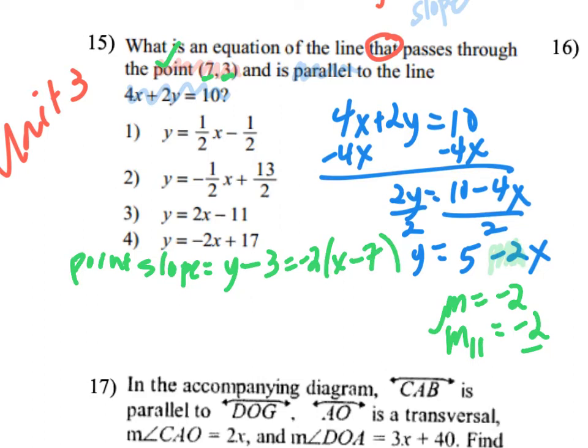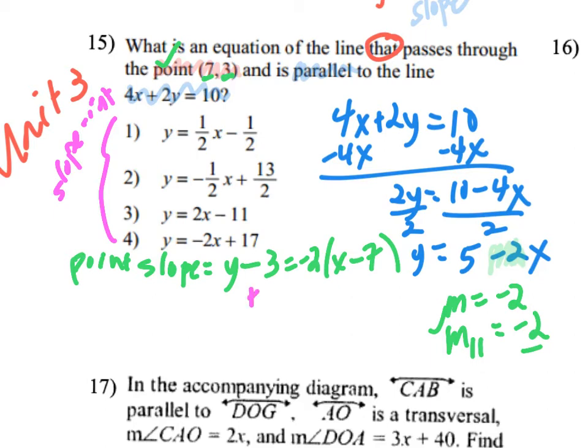Now, looks like I have a bit of a problem. Okay, it's not a huge problem, right? When I look at my answer choices, they're all in slope-intercept form. And I know this because my y is isolated for all these equations. So what I want to do with my point-slope form is actually just solve for y, right?